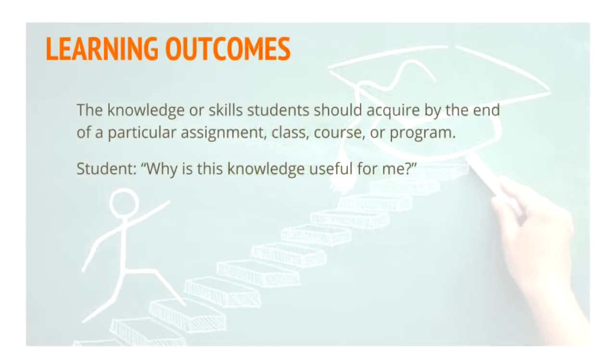Now, learning outcomes are statements that describe the knowledge or skills students should acquire by the end of a particular assignment, or maybe a class, or a course, or even a program. And they usually help students understand why the knowledge they're learning or acquiring, or those skills maybe, will be useful for them in the future.